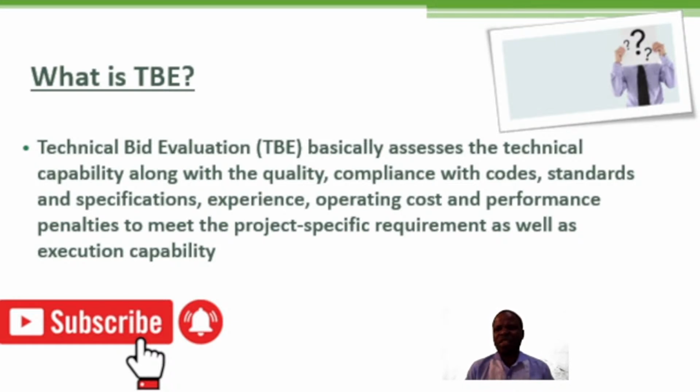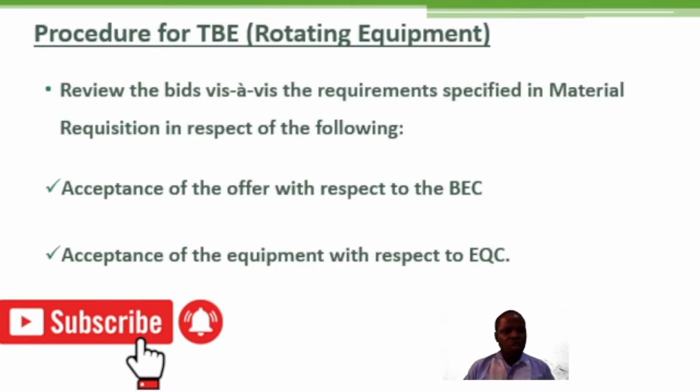We want to look at the procedure in which you carry out this bid evaluation technically, and then we'll be making reference to rotating equipment as we move on, and special consideration to what? To rotating, to centrifugal pump. So next we are moving to procedure for technical bid evaluation. Procedure for technical bid evaluation with reference to rotating equipment, and the case study says centrifugal pump.